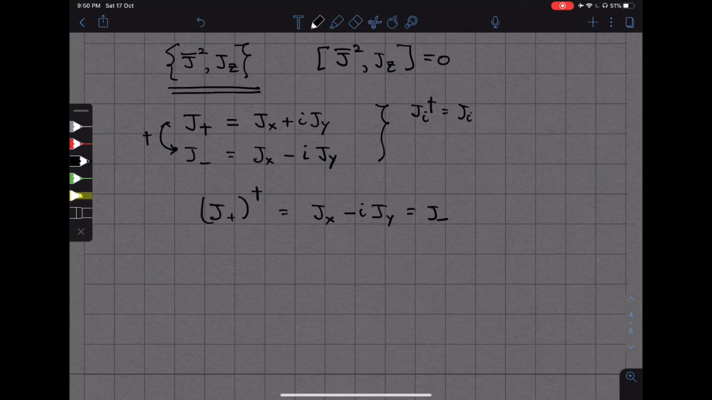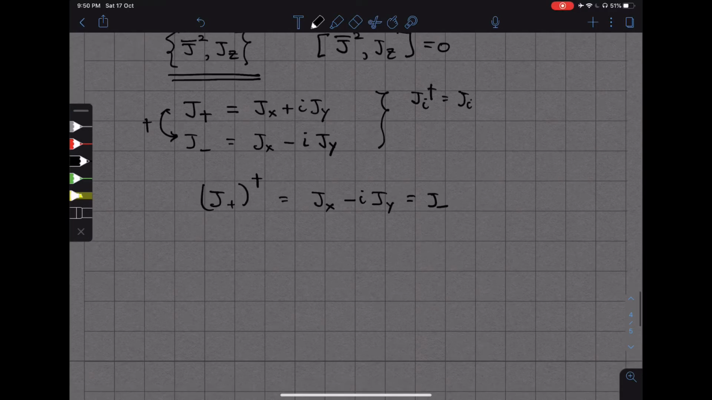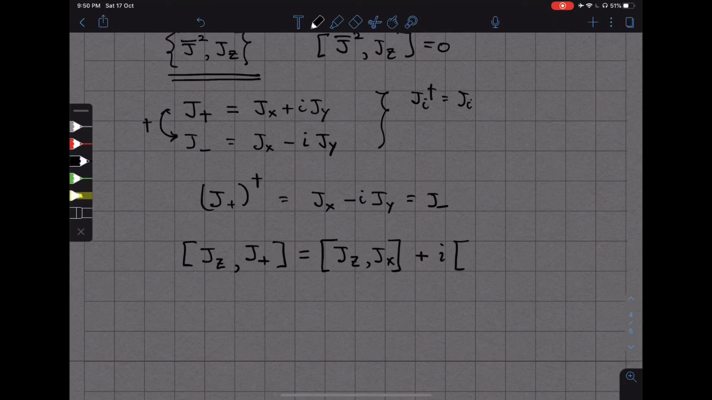Now, we can show that if I take Jz and compute its commutator with J plus, then of course we can write this as the commutator of Jz with Jx plus I times the commutator of Jz with Jy. Of course, what is the commutator of Jz and Jx? It is nothing but I times Jy.